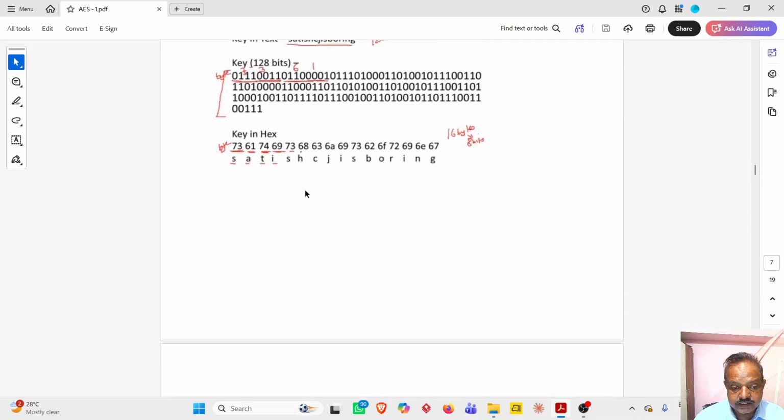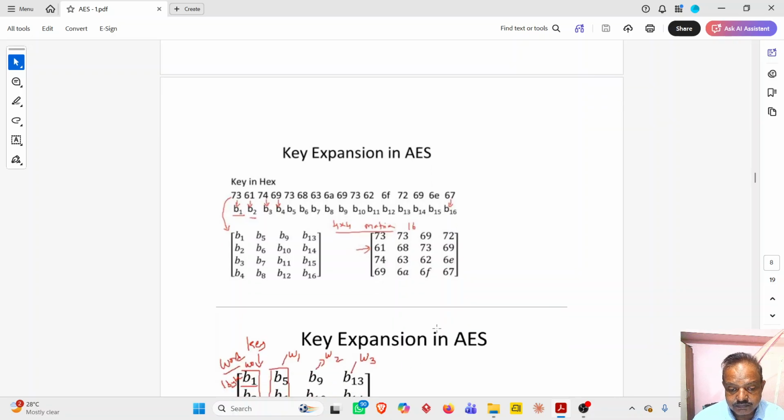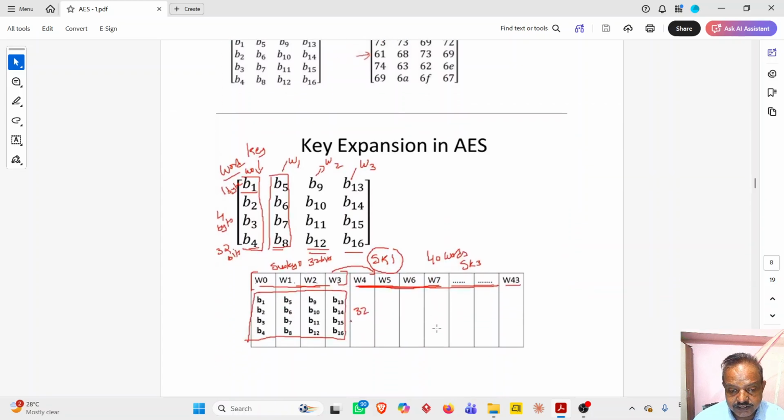to some block. In this block, what you do, the first four, 1, 2, 3, 4, they become word 0, column 1, right? Like that. So 73, 61, 74, 69. So like that. What is that? So 1, 2, 3, 4, that is B1, B2, B3, B4. It comes here, the first column. Then B5, B6, B7, B8 come here. So like that, the entire key is represented as a block here. Up to this, it is fine.